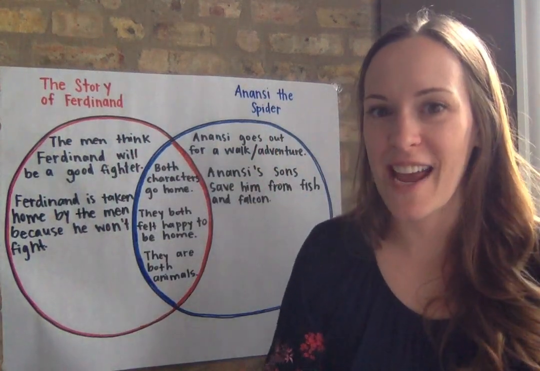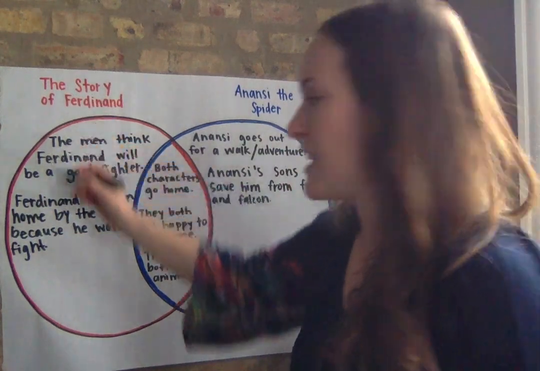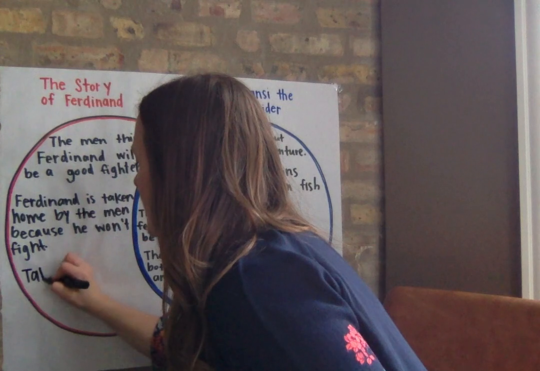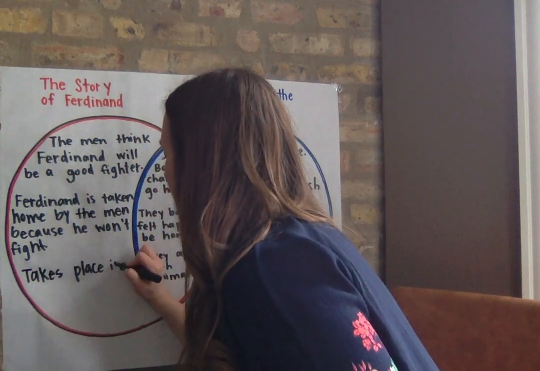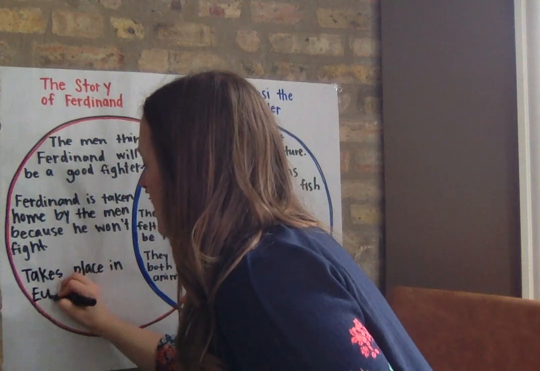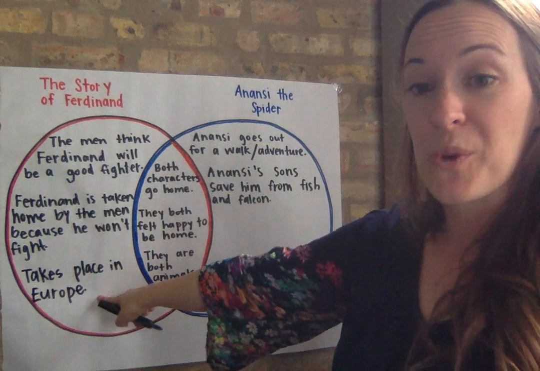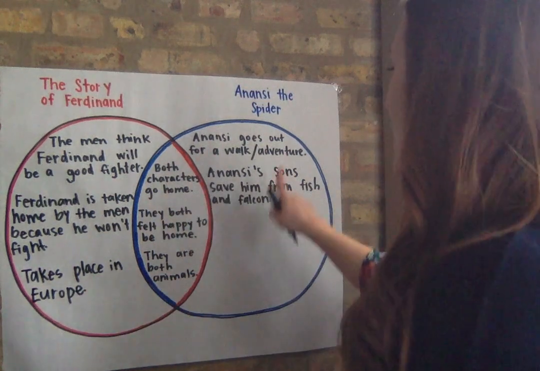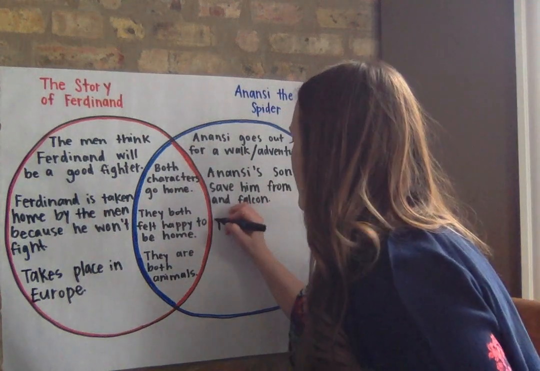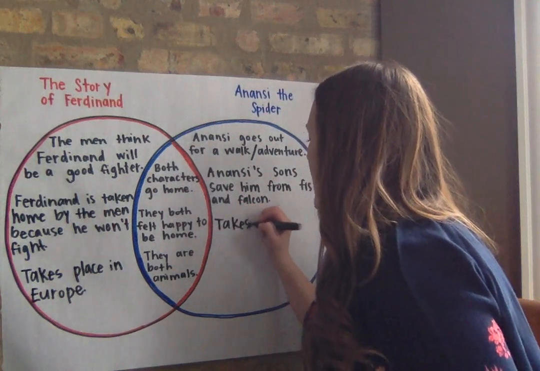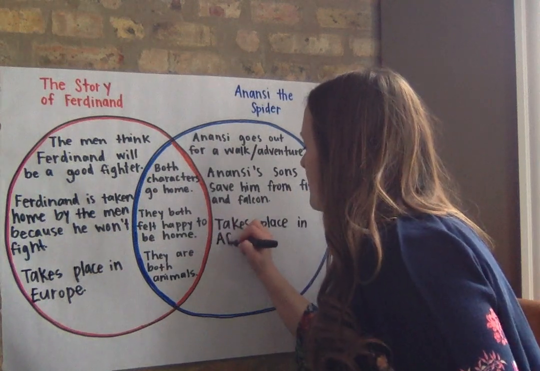So I'll write that on our Venn diagram so we know what is different. The story of Ferdinand takes place in Europe. That is only true about the story of Ferdinand, so it goes on this side. And then Anansi the spider takes place in Africa.